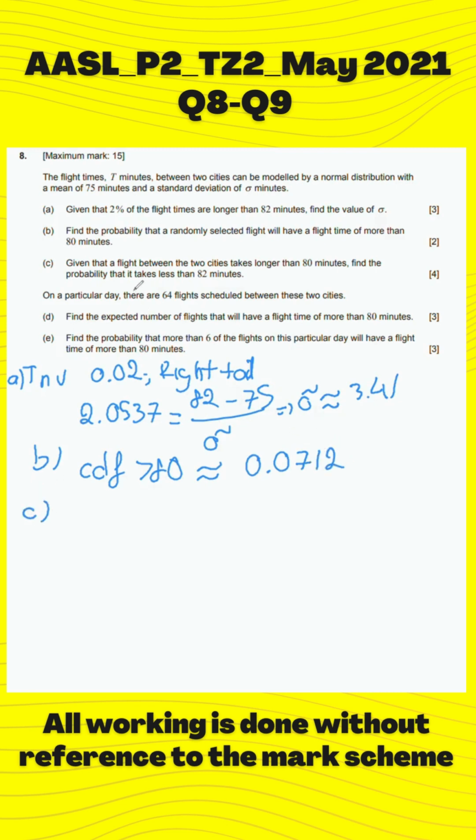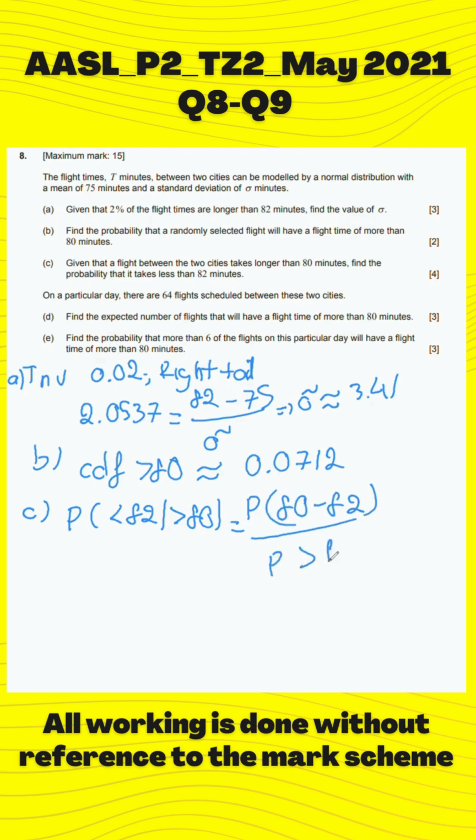Okay, C, find the probability that it's less than 82 given that it's longer than 80. So it will be A given B. So less than 82 given longer than 80. So it will be the probability between 80 and 82 divided by the probability that it's longer than 80. So the lower bound is 80 and the upper bound will be 82. The mean is still 75. The standard deviation is still 3.41. So it should be 0.05119 divided by 0.0712. So it's nearly 0.719.